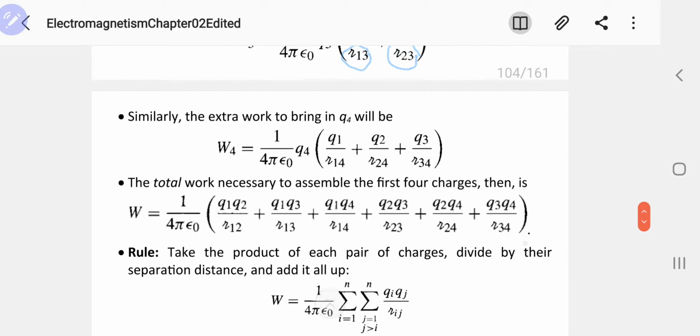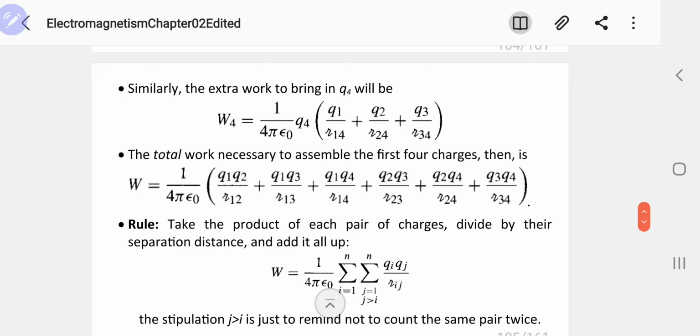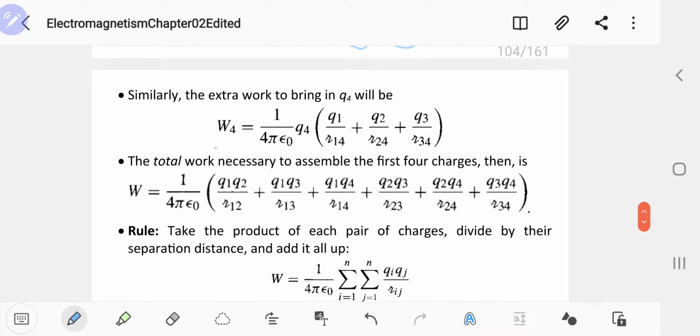Similarly, if you bring in the fourth charge Q4, then the work done would be this expression. You have 1 over 4 pi epsilon, Q4 times Q1 over R14, which is the distance between Q1 and Q4. Then you have Q2 also, with the distance between Q2 and Q4, and Q3 also, with the distance between Q3 and Q4, so that you can calculate the work done in assembling 4 charges.